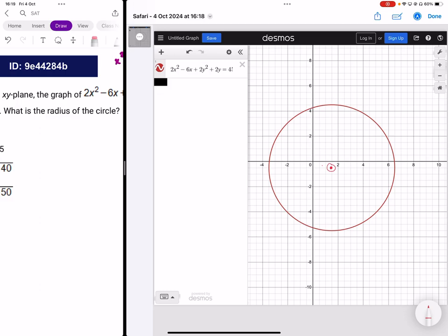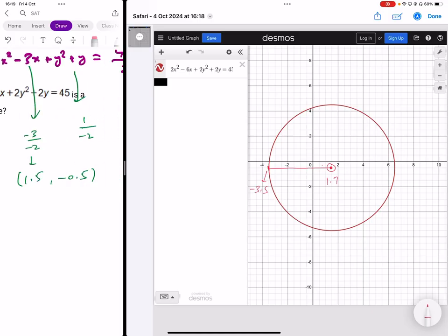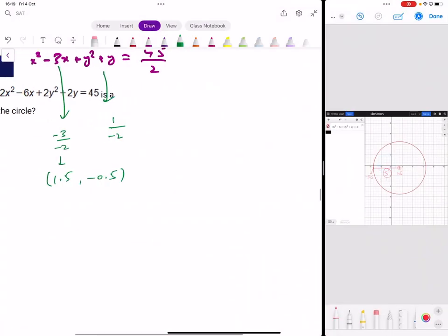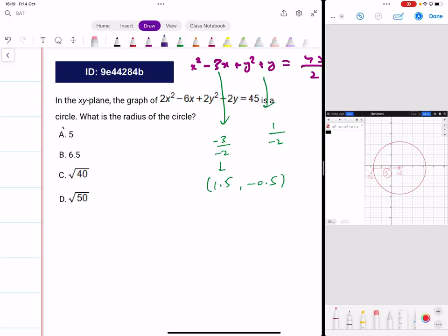Now from this, you can see what the approximate radius is because you have options given there. What's the approximate radius? Let's go to the left. What's this point? This is minus 3.5. And the center's x coordinate was 1.5. So what's the radius then? Minus 3.5 to 1.5? The radius is 5 units. So it has to be A for that reason.